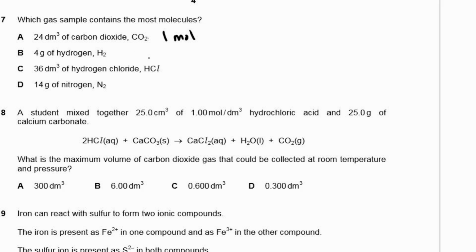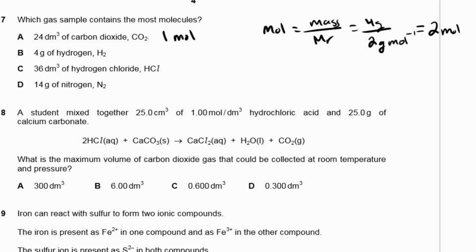All right, and 4 grams of hydrogen, H2. So the calculation for this, we have moles equals mass over relative molecular mass. So we have 4 grams over relative molecular mass of hydrogen. Each hydrogen is 1 gram per mole, so 2 grams per mole because it's H2. So 4 divided by 2 equals 2 moles. Okay, so this is 2 moles.